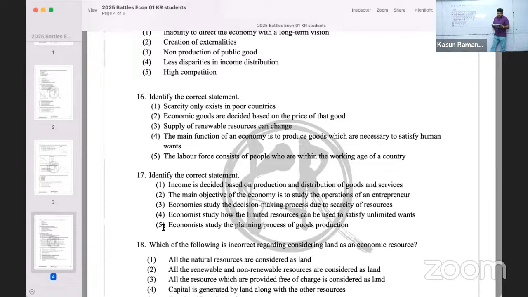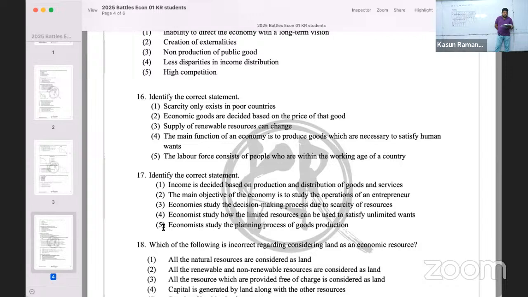Here, scarcity exists in the poor countries. Wrong, it is there in the developed countries as well. Second one, economic goods are decided based on the price of that good. No, whether there is a price or not does not decide it; some economic goods are also available free of charge. Then, supply of renewable resources can change. Actually, it can change, right? It can be increased. Sometimes it can be decreased as well.